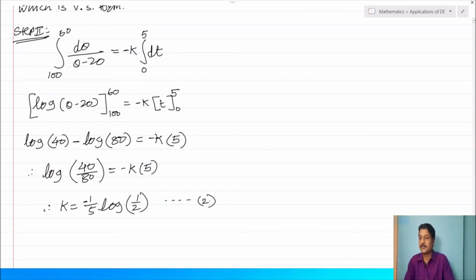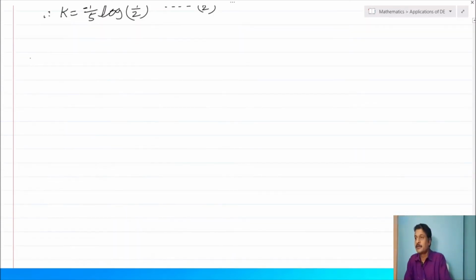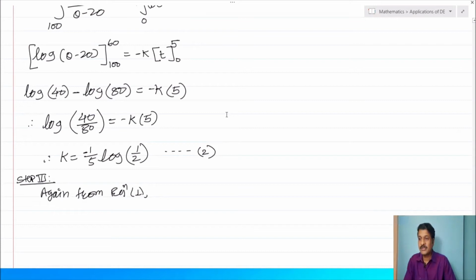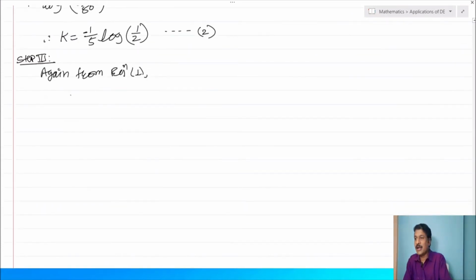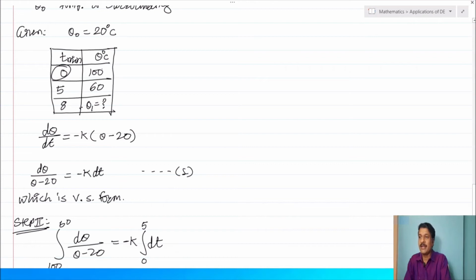So equation number 2. Now again I will use the same, that is the variable separable form, but now I can introduce here unknown also. So now step number 3. Again from equation 1, which is a variable separable form. So that is why integrating both sides. So I am getting here integration of d theta upon (theta minus 20) equal to minus k integration of dt. But now the values. When t equal to 0, corresponding value of theta is 100. When t equal to 8, corresponding value of theta is theta 1, which is unknown.